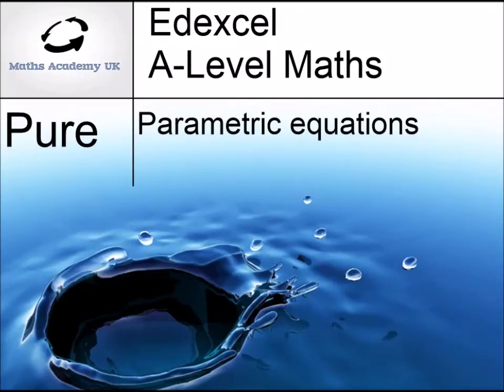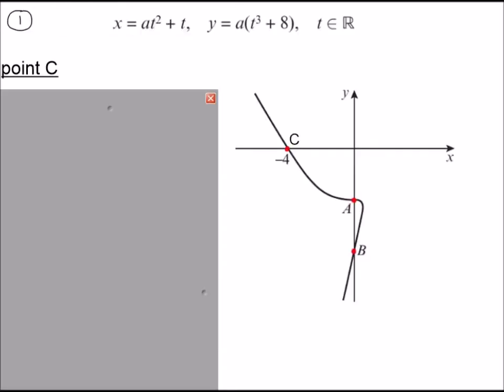Parametric equations. Points of intersection. Points A, B and C lie on the curve with these parametric equations. Point C has a y-coordinate that's equal to 0.